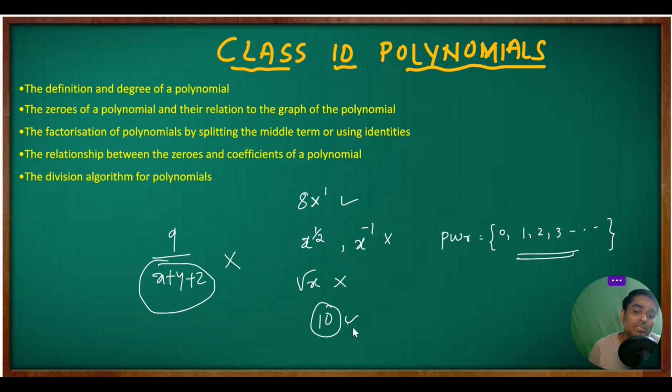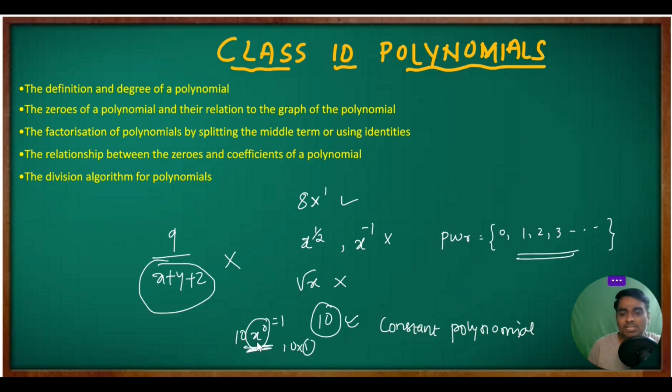Suppose you have only a number, then absolutely this is a polynomial and this is called a constant polynomial. Now you are wondering, sir, where is the variable here? It is just the number. No, the variable is there. That is x to the power 0. What is x to the power 0? Equal to 1. Therefore it is 10 into 1. This 1 we won't write. So x is the variable and the power is 0, a whole number. Yes, it is a polynomial.